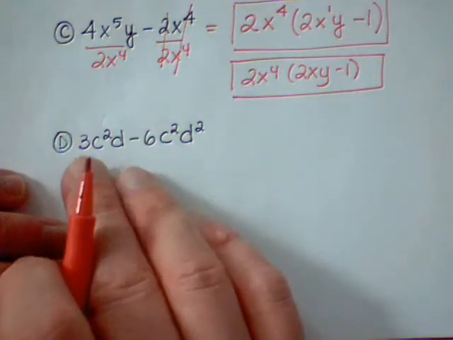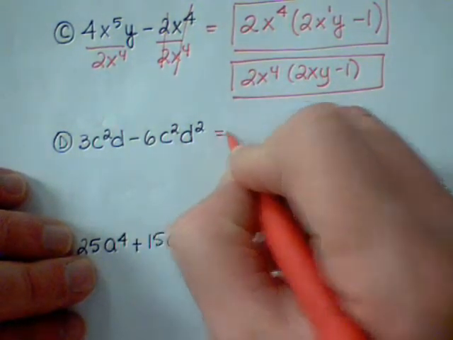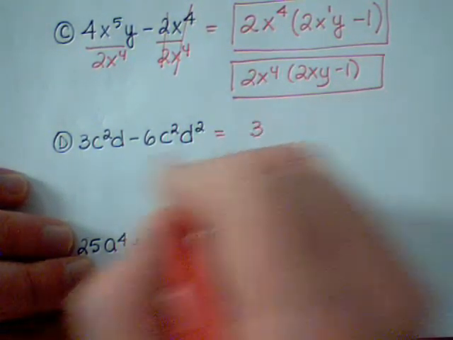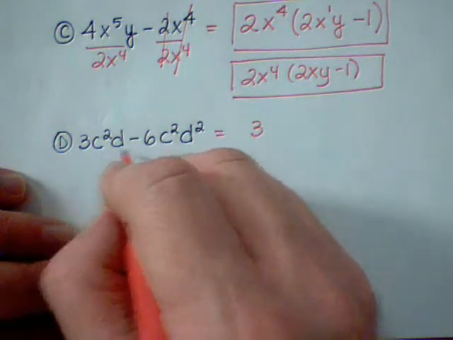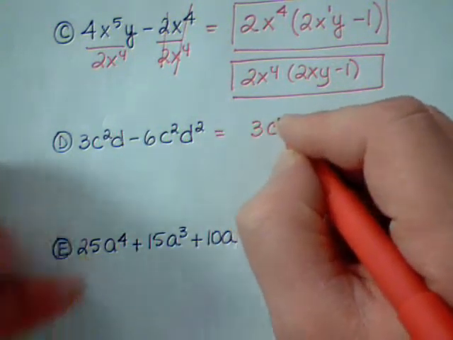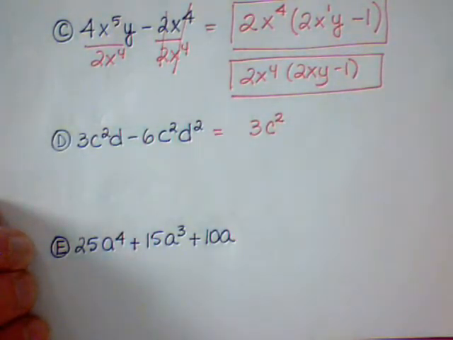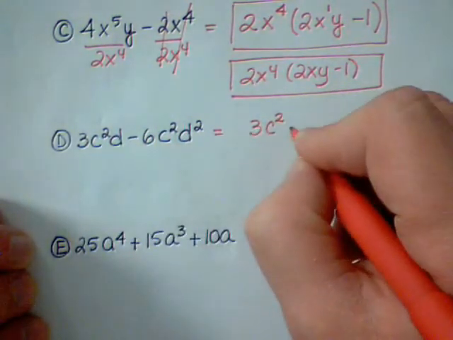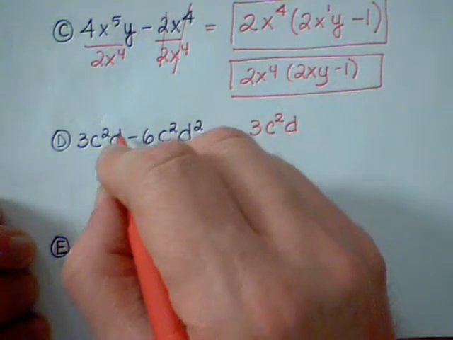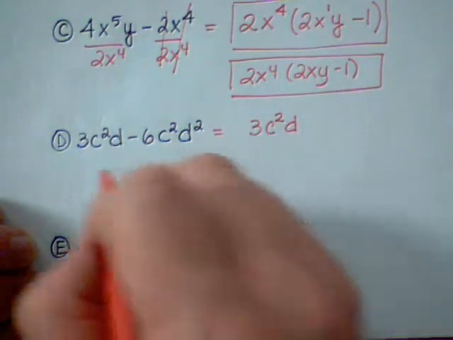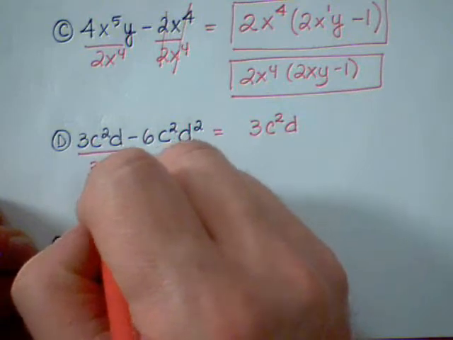Alright, next problem. What number goes into 3 and 6? The answer would be 3. And can I factor out a c? Yes. What's my smallest exponent? Both are 2, so I'm going to factor out c to the 2nd power. And let's go ahead and factor out a d. The smallest exponent is 1, so it'll be just 1d.